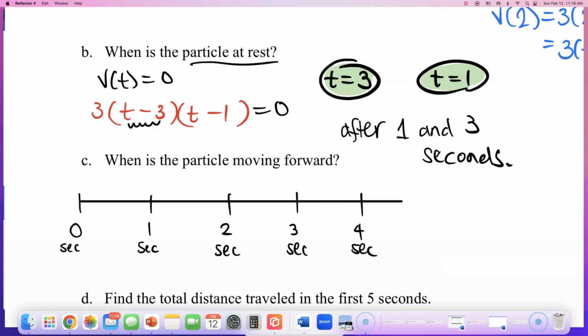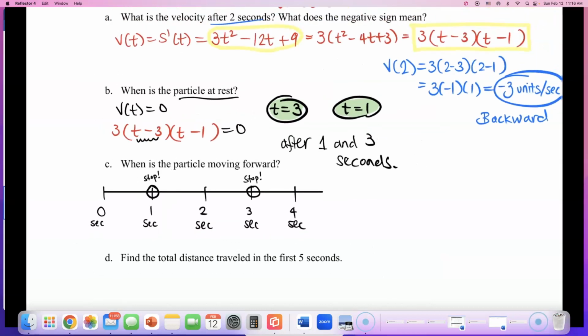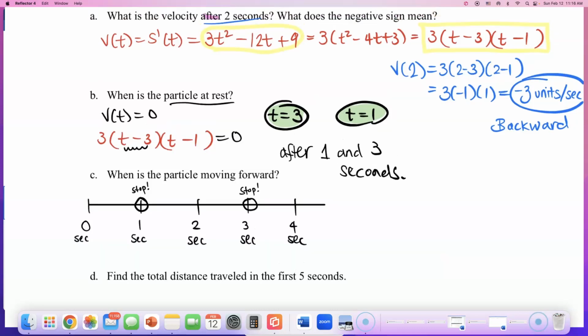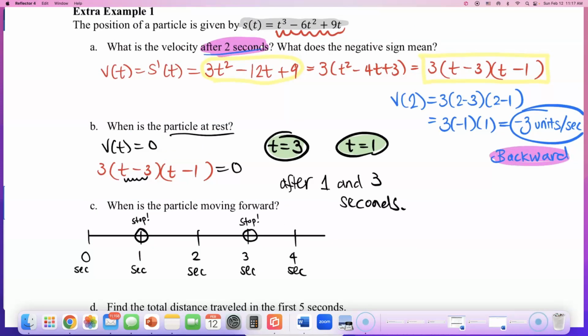What happened over here is that we know this particle is at rest at 1 second. So it stopped right here. After 3 seconds, it stopped again. Now, what else did we know? Didn't we find out that at 2 seconds, take a look at that first part that we did, we concluded that this particle was moving backward? We'll go ahead and write that down on this timeline. It was moving backward. And how did we figure that out? Because the velocity was negative.